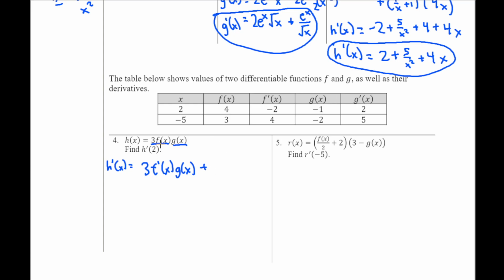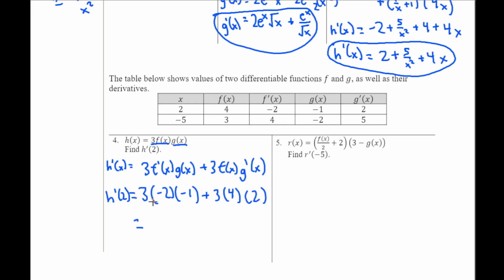So plus, leave this here this time, 3f of x times g prime of x. This is where you plug in all these values. Let's first write this h prime of 2. So h prime of 2, we just plug in f prime of 2. F prime of 2 is negative 2. G of 2 is negative 1. Be very careful here. It's very easy to make some mistakes. Plus 3 times f of 2, which is 4, g prime of 2, which is 2.